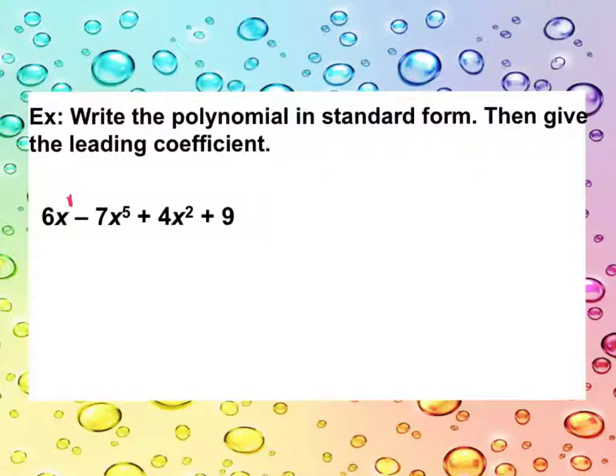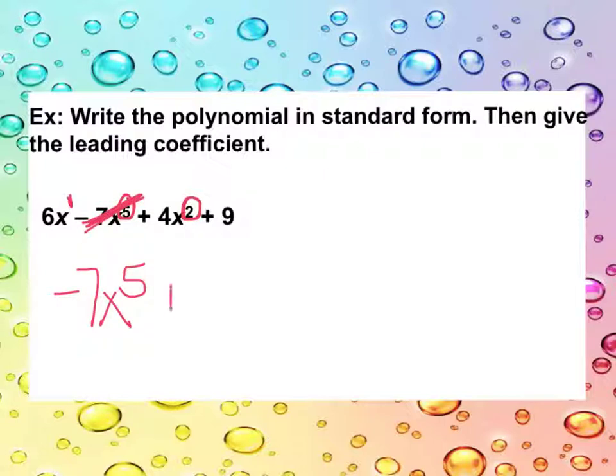The 6x has an exponent of 1. The 7x has an exponent of 5. The 4x squared has an exponent of 2. And 9 is our constant, or it has the invisible x to the 0 power. So let's go in for highest to lowest degree. Our highest degree is going to be negative 7x to the 5th. 5 is the highest exponent.